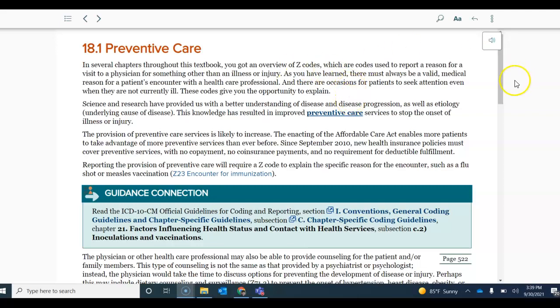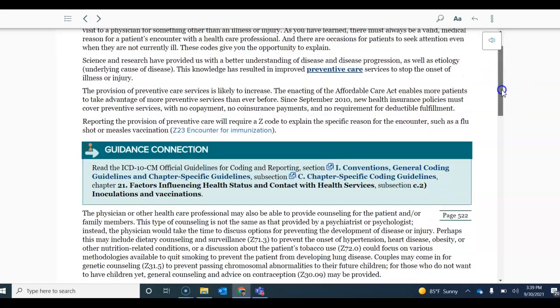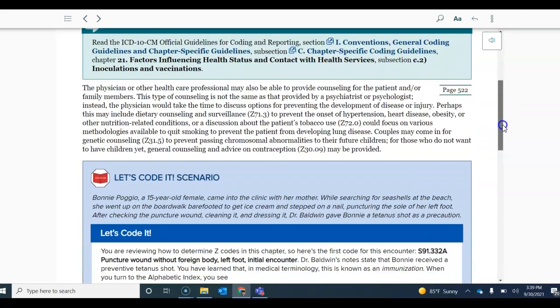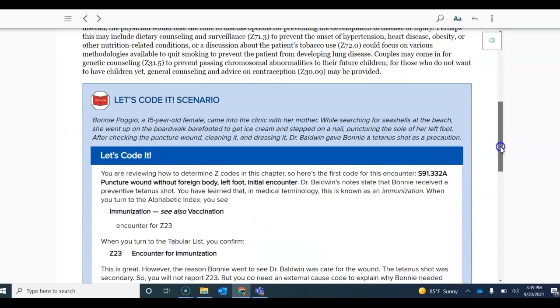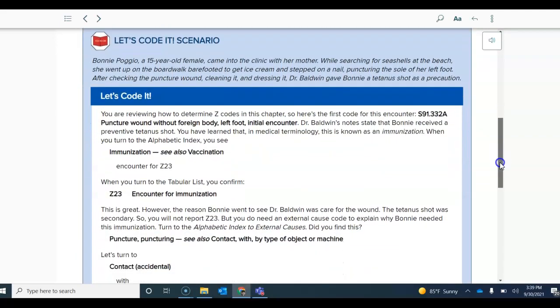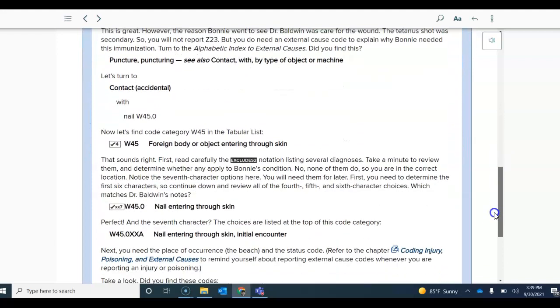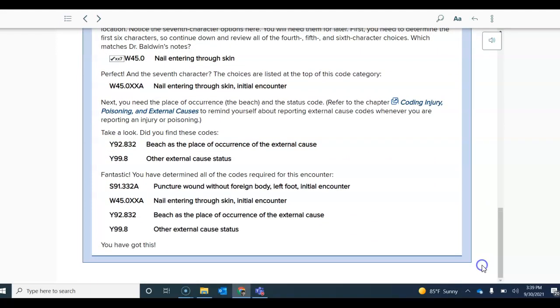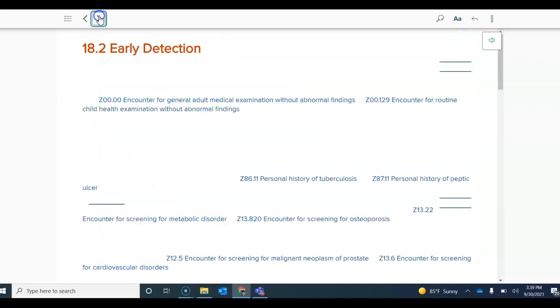Preventative care. If you have a mammogram and it's just a screening mammogram, you still have to have a diagnosis. If you have a vaccination, right? All that kind of stuff is going to be under Z's.